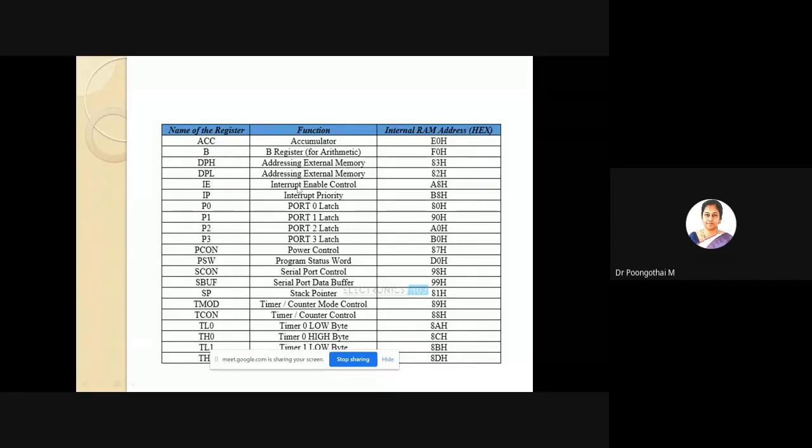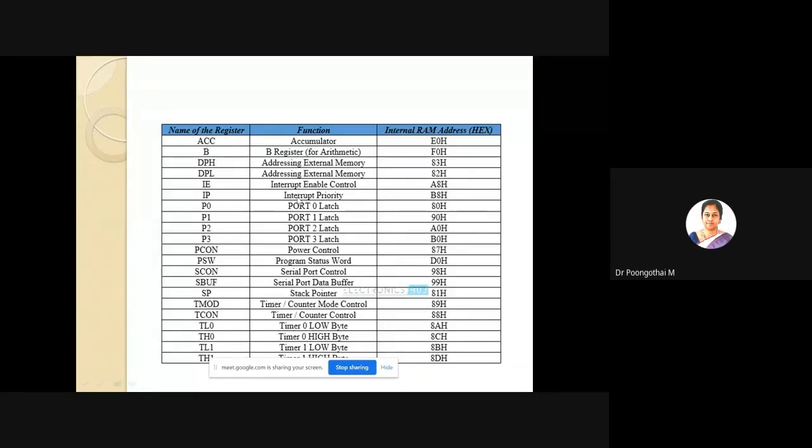So next register is the interrupt enable register. It is an 8-bit register. It is used to enable or disable the interrupts, both your external and internal interrupts. Please note down the points. These are very important to understand your 8051 architecture. Okay, these are very important. To enable or disable the interrupts.